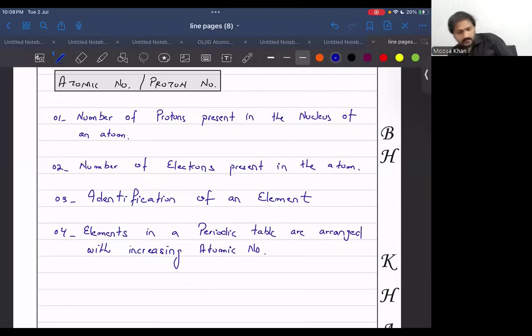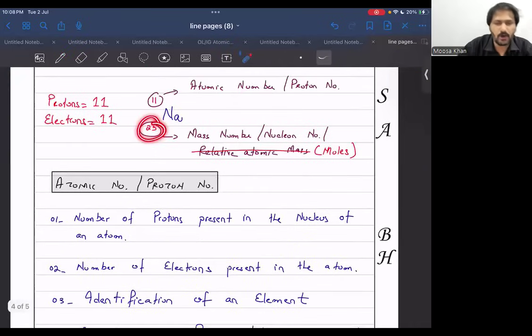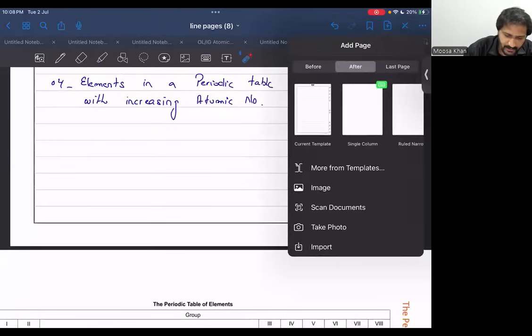Okay, moving on. Now the other number that is written at the bottom of the symbol of sodium, that is 23, which is known as mass number or nucleon number. So what is the significance of mass number and the nucleon number? Let me write the definition for you.